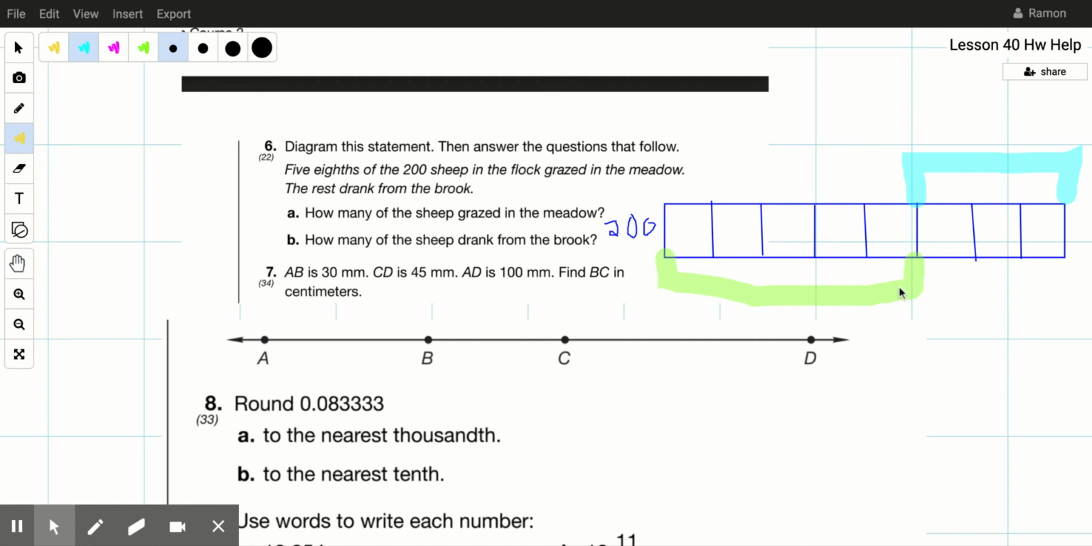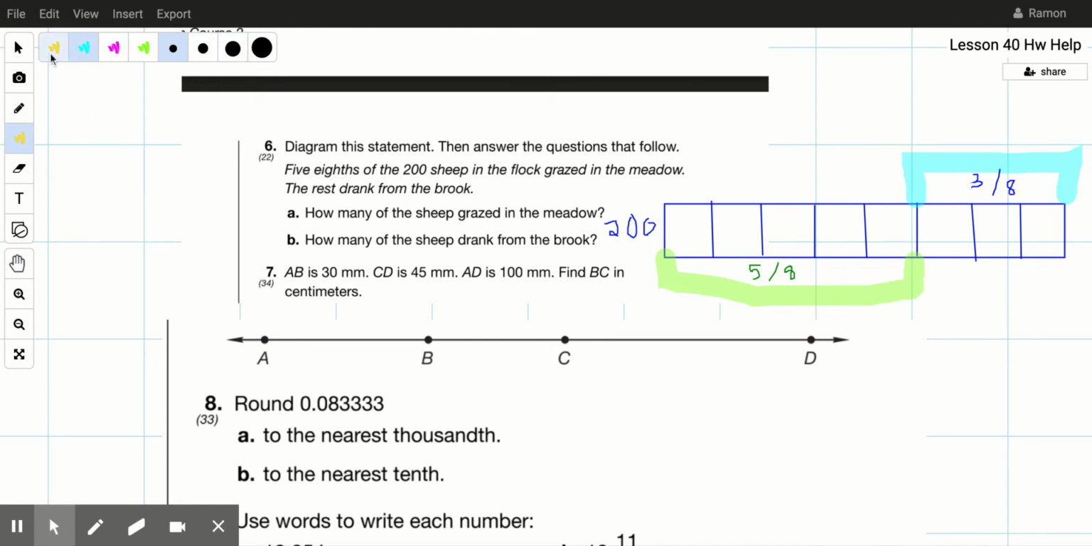Well, if these are 8 equivalent sections, we have to take 200 divided by 8 to find how much is in each section. To find how many sheep grazed in the meadow, you would basically count 5 of those sections, because it says 5 of the 8 groups were in the meadow. And that leaves us that 3 of the 8 groups were out drinking from the brook.